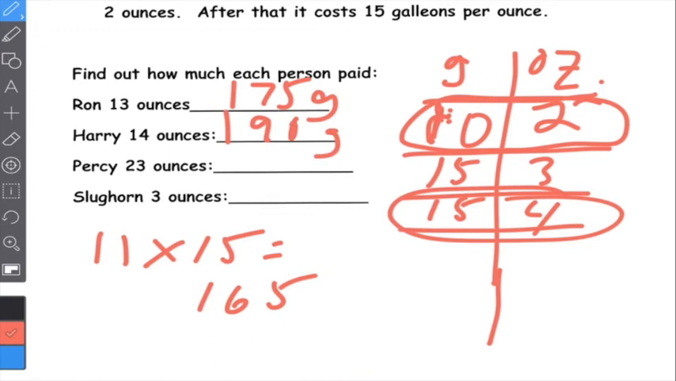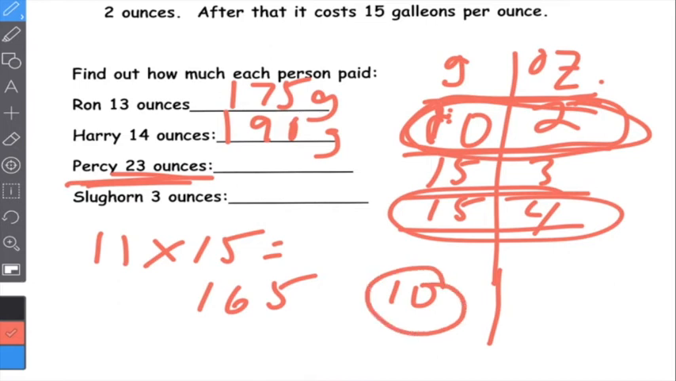Okay, the tricky one's Percy. So Percy, he has 23 ounces. So let's subtract the first 2. So that'll be 10. And then if you subtract 2 ounces, you have 21 left. So you have to do 21 times 15. If you do 21 times 15, you get 315. And then you have to add in those 10 galleons from the first 2 ounces. So it's going to be 325 galleons. Slughorn's the easy one. It's right here. It's 10 plus 15 because he has 3 ounces. So the first 2 is 10 plus 15 for an additional. So it's going to be 25 galleons.